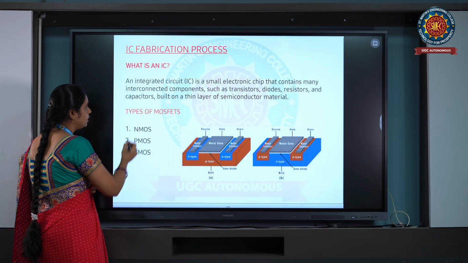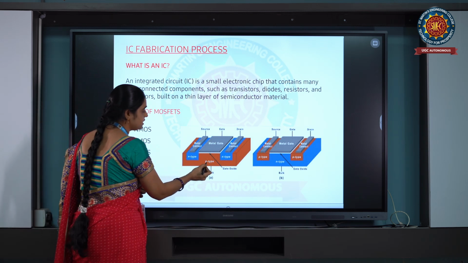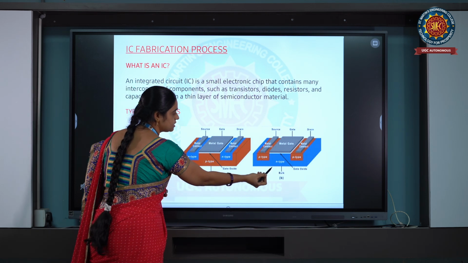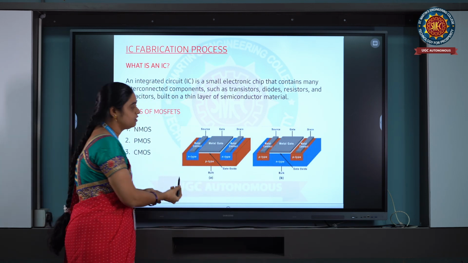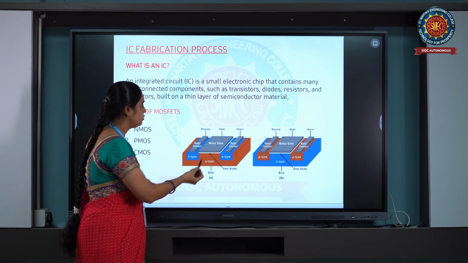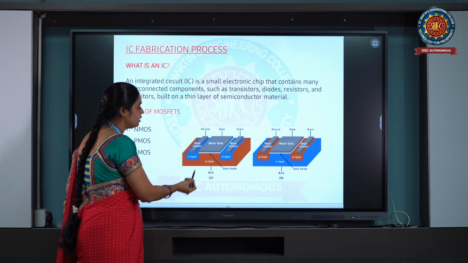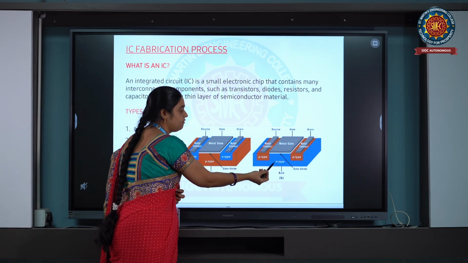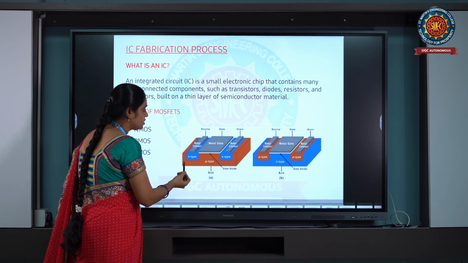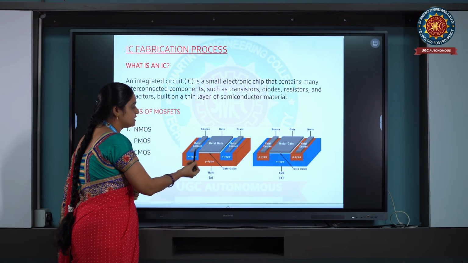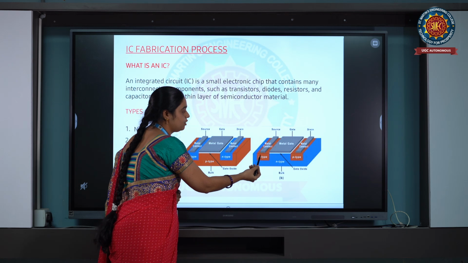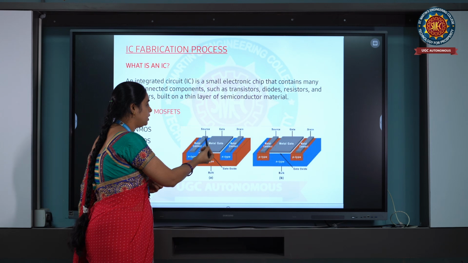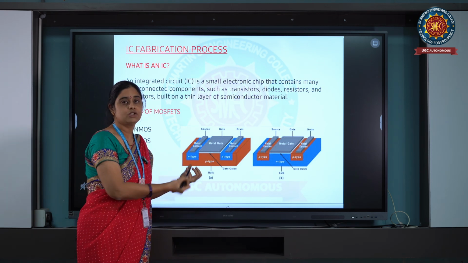If you see this diagram of different types of MOSFETs, the first one is representing the NMOS transistor and the second one is representing the PMOS transistor. What is the difference between these two transistors? In the NMOS transistor, you have a P-type substrate, and in the PMOS transistor, you have an N-type substrate. In the NMOS transistor, you have source and drain as N-type. In the PMOS transistor, you have source and drain as P-type. All the remaining parts, the gate terminal and the metal contacts, are the same for NMOS and PMOS.